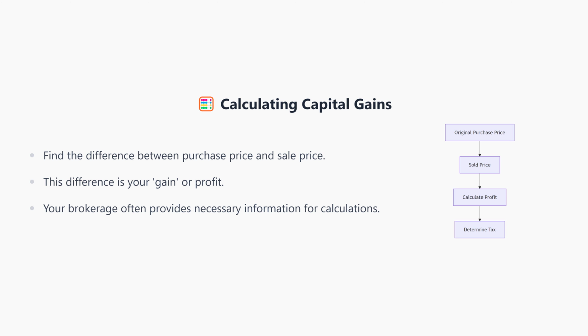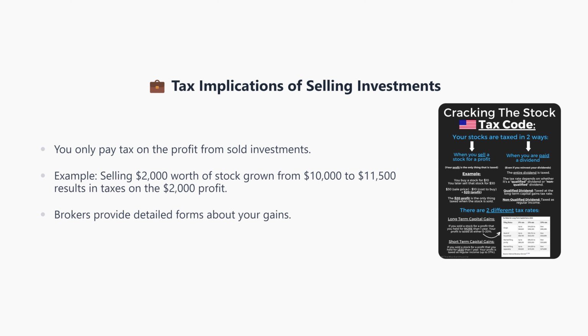Depending on the specific transaction details, the method of calculation can vary, especially in cases of multiple purchases at different prices, dividends, or reinvestments. Thankfully, your brokerage usually provides the pertinent information, simplifying this process significantly. When you sell investments, you only pay tax on the profit made, not the original investment amount. For instance, if you initially invested $10,000 and it grew to $11,500, and you then sold $2,000 worth of stock, taxes would only be applicable on the profit of that particular $2,000. Your broker will provide detailed forms that will explain your gains, making the tax reporting process straightforward.